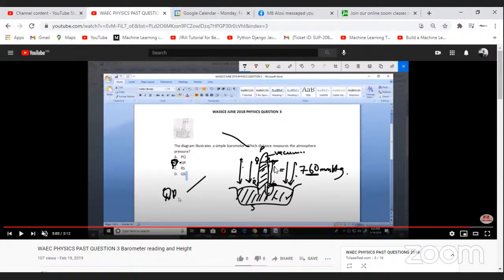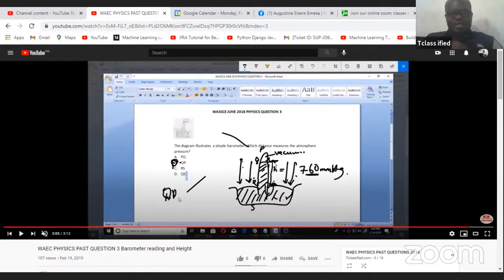But sir, how come it is now referring to the QR? Yes, they did not explain it that way there. But if you know about the barometer, this is actually how it is. For you to understand this diagram, you need to know about the simple barometer diagram used in measuring atmospheric pressure. Okay, sir.